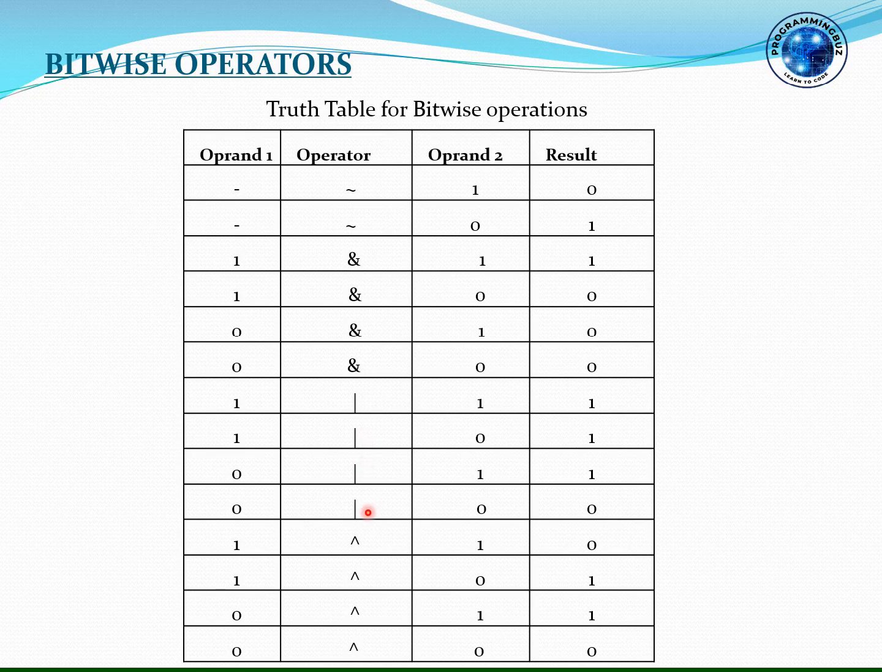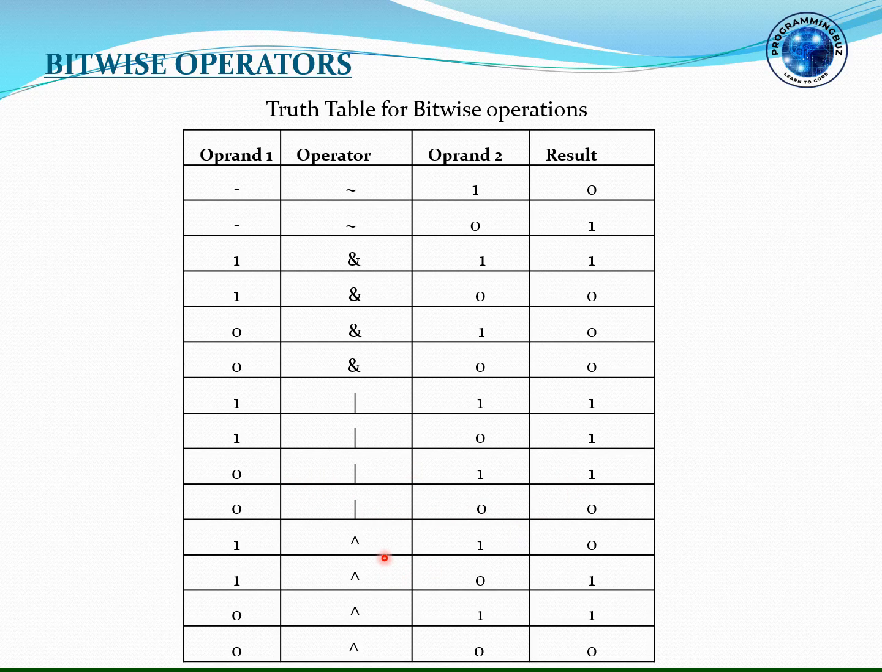Then next is the OR operator. In the OR operator, the result will be 0 only if both the operands are 0, and in other cases the output will be 1. That is, 1 or 1 equals 1, 1 or 0 equals 1, 0 or 1 is also 1, and 0 or 0 is 0.